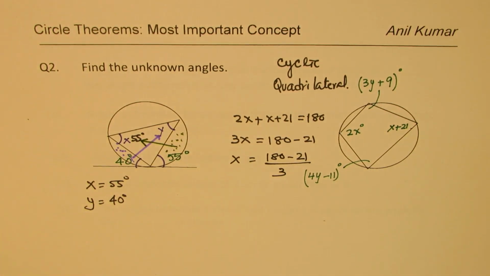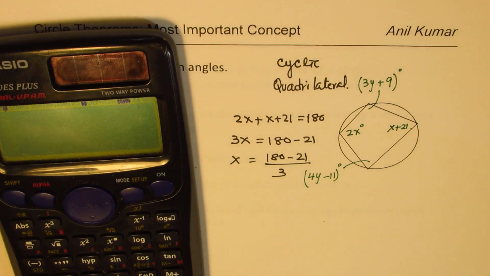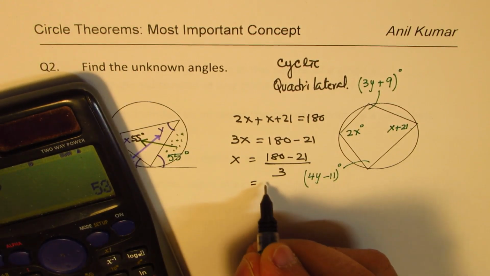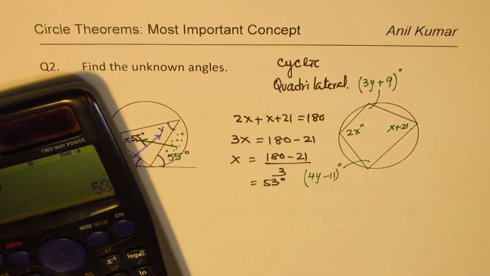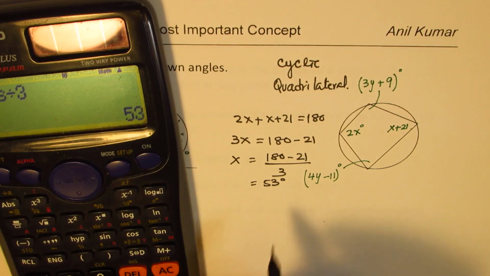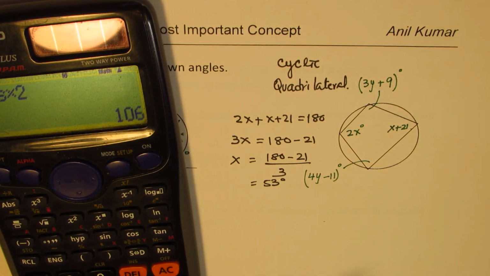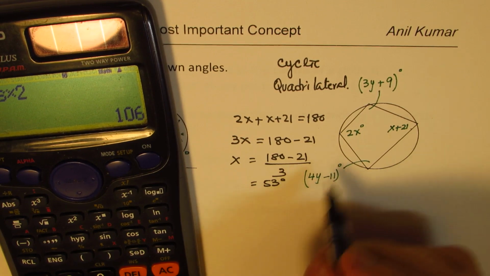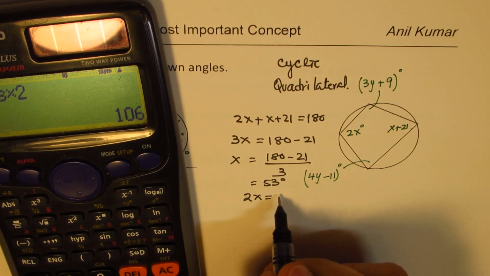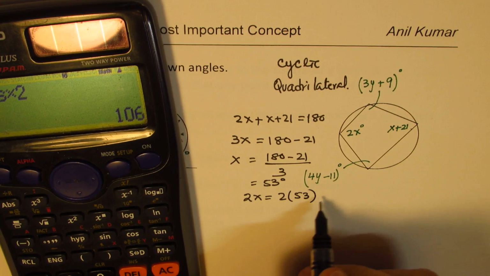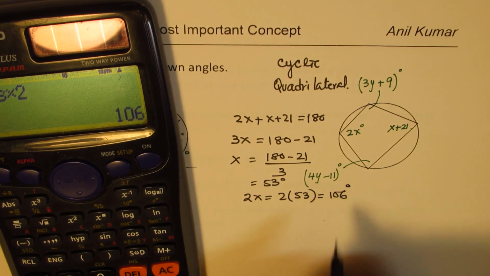So you could do it without a calculator, but again, since I said calculator is allowed, right? So 180 minus 21, equals, then divide by 3 and check the value. It is 53 degrees. So we get this as 53 degrees. Do you see that? So that is how we are going to find the value of x. Once you get the value of x, I'm going to multiply by 2, and so I get this angle: 2x equals 2 times 53, which is equal to 106 degrees, correct?